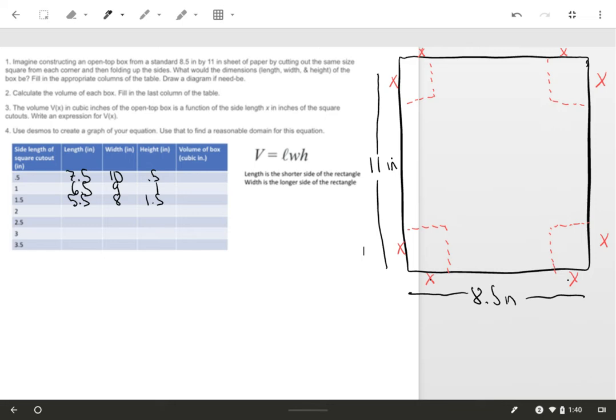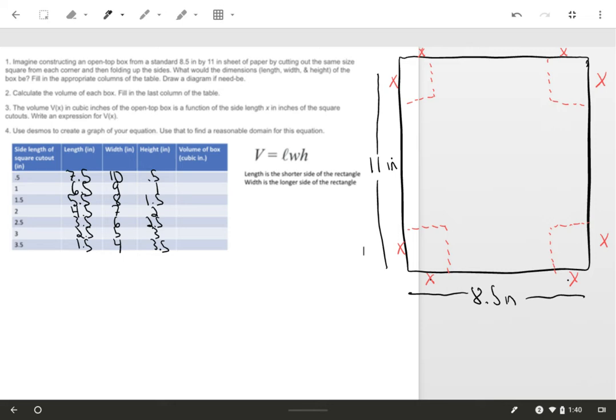Hopefully you're seeing a pattern here. This is going to go down by 1 each time. So this will be 4.5. This will be 3.5. This will be 2.5. And this will be 1.5. And this will be 7, 6, 5, and 4. And this will be 2, 2.5, 3, and 3.5. So I have my length, width, and height. That is the answer to number 1.